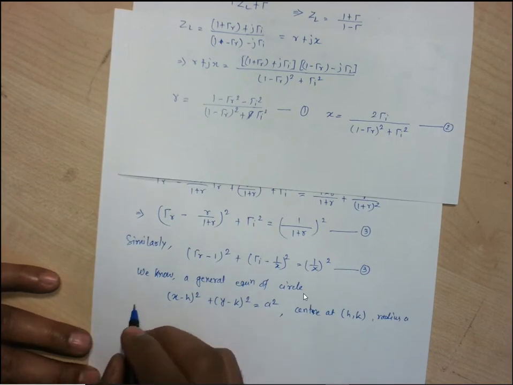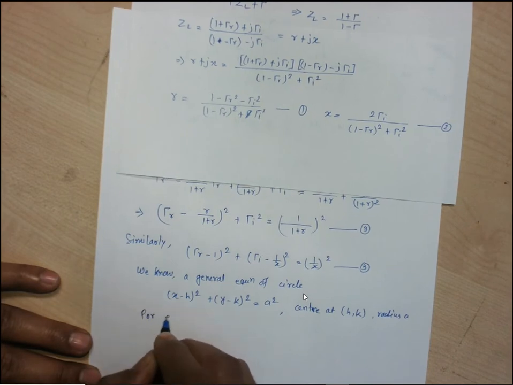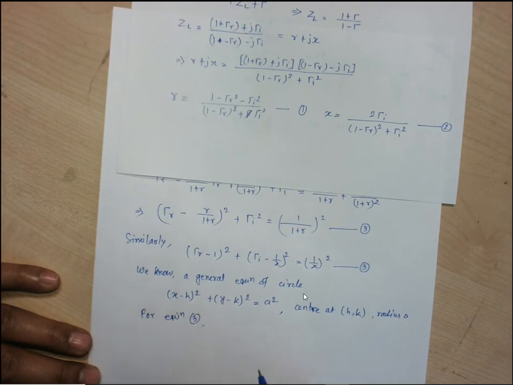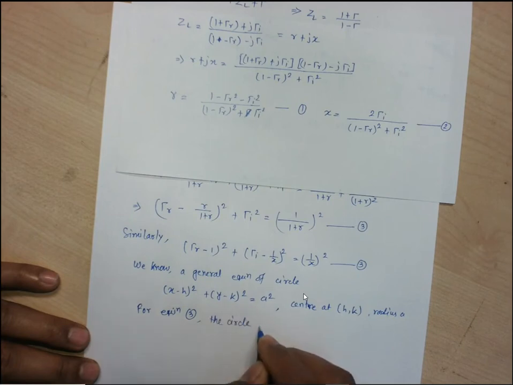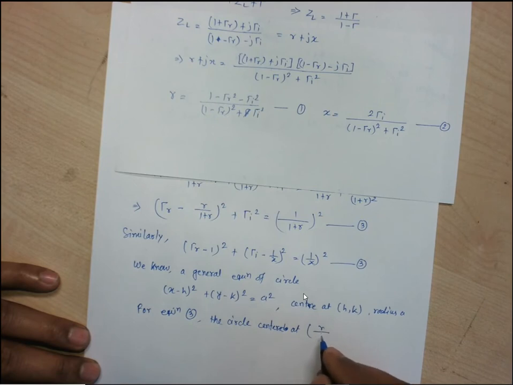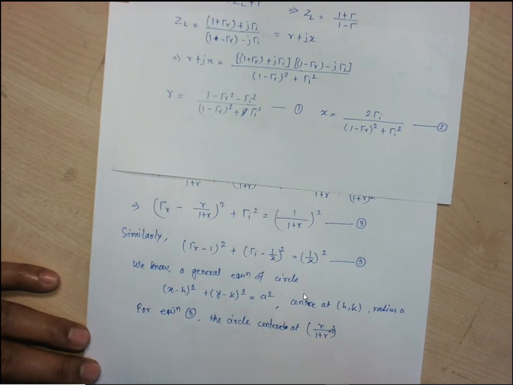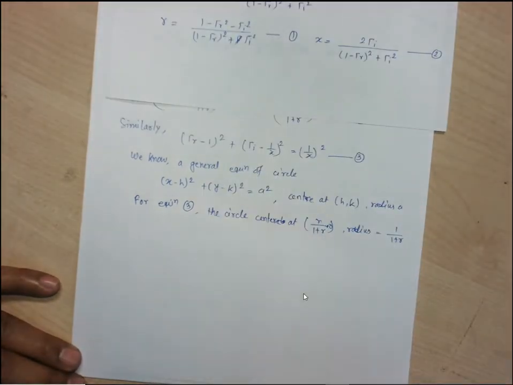So for equation 3, the circle is centered at r by 1 plus r comma 0, and the radius is 1 by 1 plus r, right? So this is the value of gamma r, this is the value of gamma I, right?